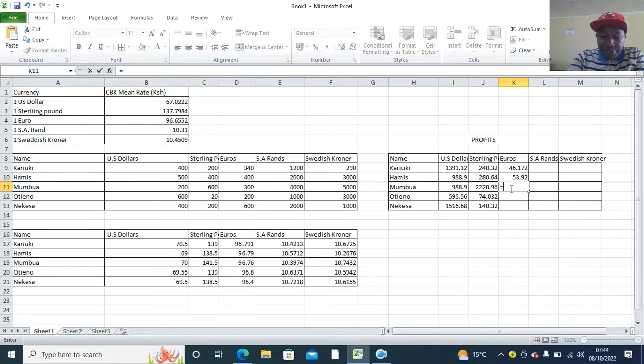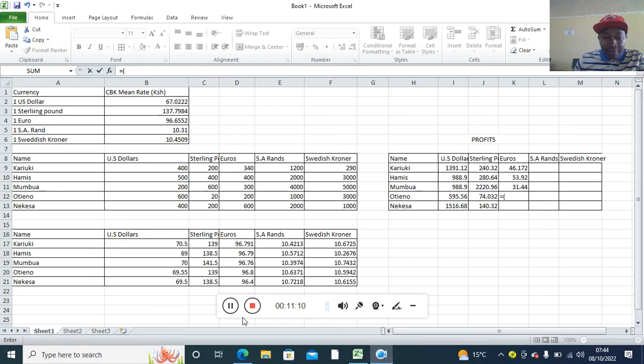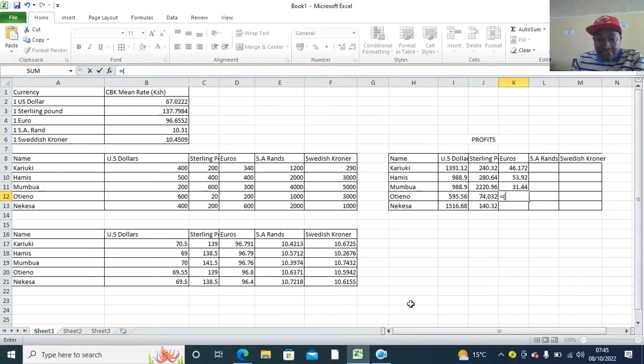so the next person equals to open the bracket. This is Mumbwa. We have 300 times 96, close the bracket, minus, open the bracket, the same 300 multiplied by euros, close the bracket, enter, equals, open the bracket. We have the next one, open the bracket. This is for Otieno. For Otieno, you open the bracket, and so this is for Otieno.